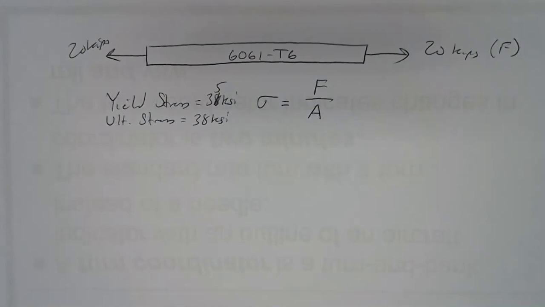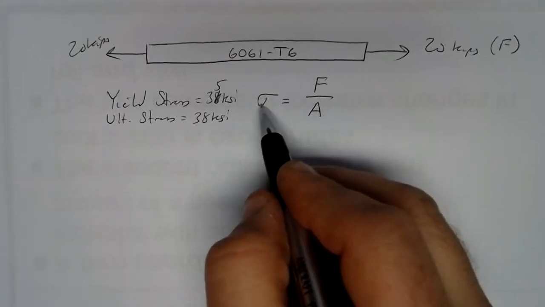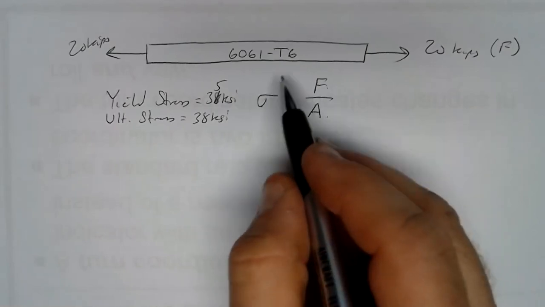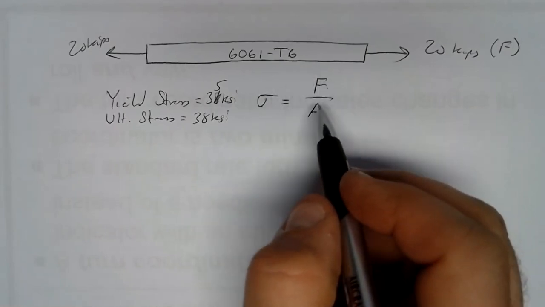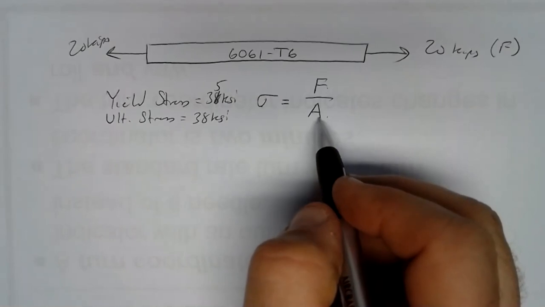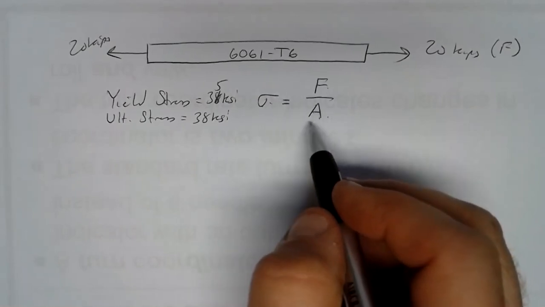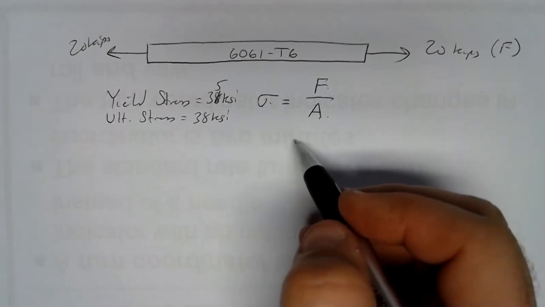Now, when we design a structure, we don't want it to go beyond yield. So we're going to use the yield stress here. In the past, we figured out the stress when we knew the force and we knew the area. Now we're turning that around. We're trying to find the area when we know what stress we're shooting for. And what this will give us is the minimum area.